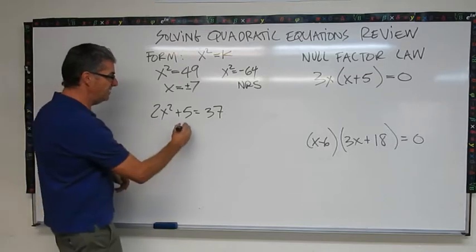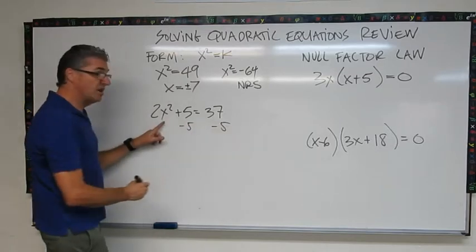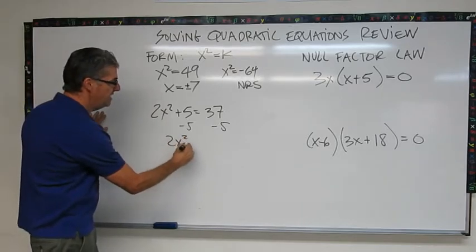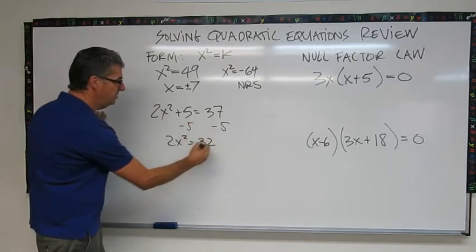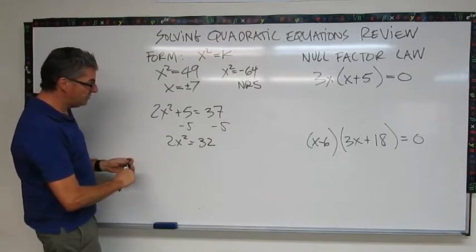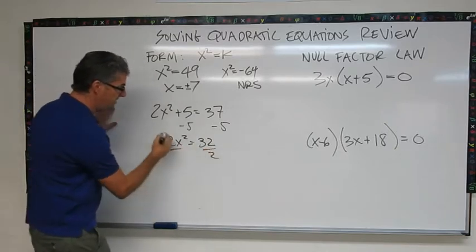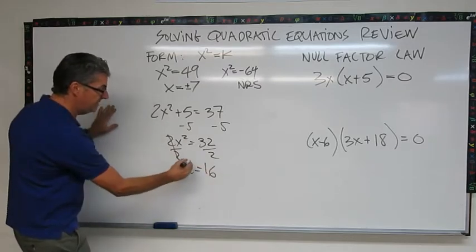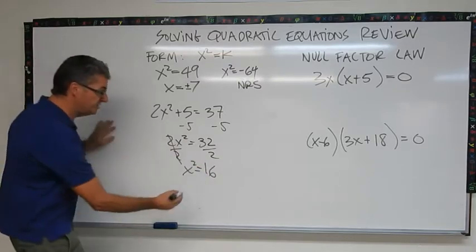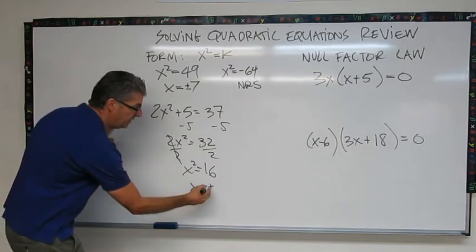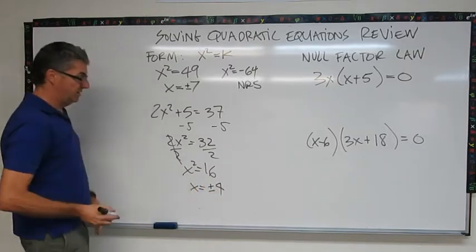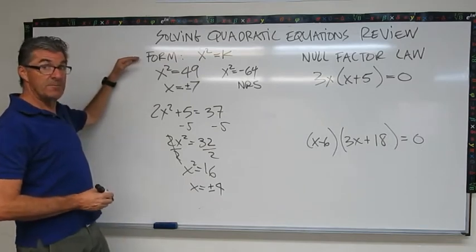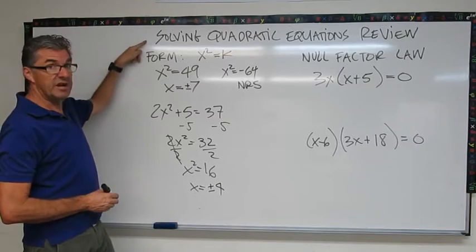First step, let's get rid of the 5 from this side. Remember, we're trying to isolate the variable, get it all alone. So now we have 2x squared equals 32. Now to get the 2 off the x squared, I can divide both sides by 2. It's going to cancel this out. We're going to get x squared equals 16. Now when I take the square root of both sides, I get x equals plus minus 4. So again, two solutions for this one as well. So that's your basic form. That was our first lesson in solving quadratic equations.